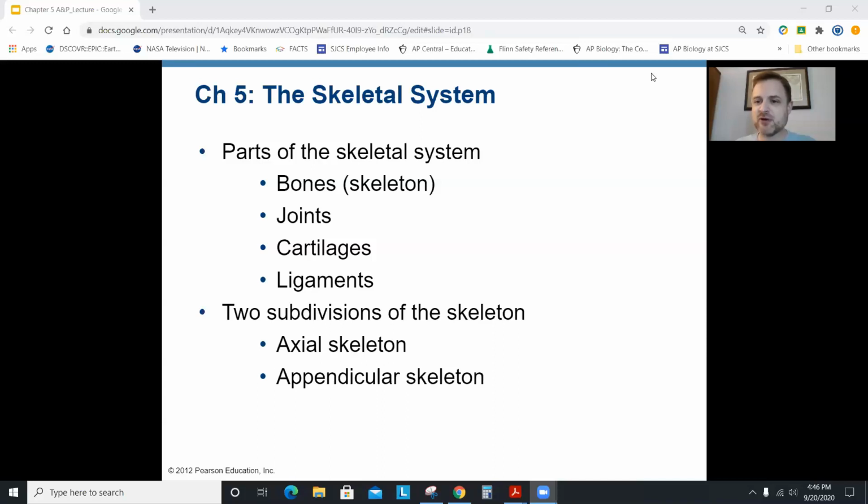In this video, we will be going through the functions of your skeleton, the types of bones, the anatomy of a bone, and how bones grow. In the second video, we're going to go through actually naming and identifying different bones of your body.